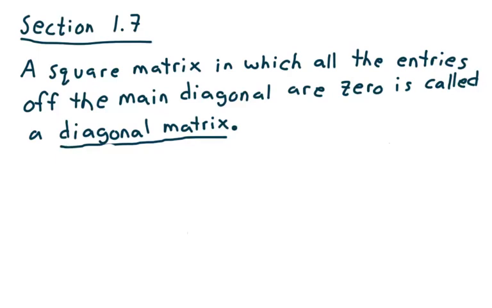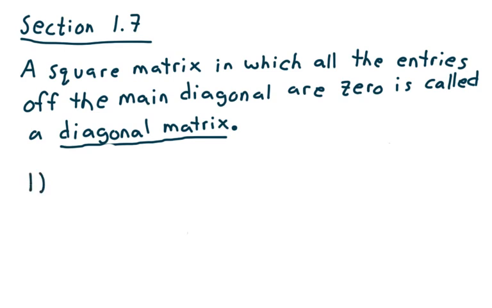This is a video from section 1.7 in a linear algebra class. A square matrix in which all the entries off the main diagonal are 0 is called a diagonal matrix. Let's take a look at some examples of diagonal matrices.